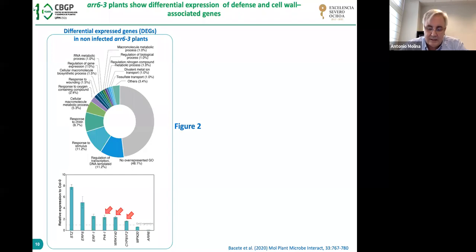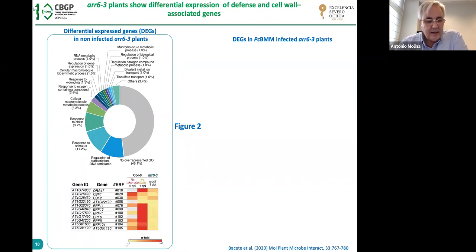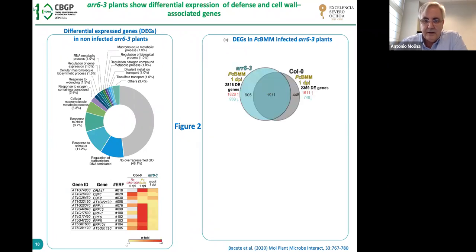And we also checked, actually this is figure number 2 in the paper, the response of the mutant after infection with Plectosphaerella cucumerina, 1 day post-inoculation, and compared this with the response in non-infected plants. What we found there is that there is a significant change in the expression of genes in the mutant compared to the wild type plant. Interestingly, there is a very high overlap of the defensive response after infection with this pathogen. But as you can see here in this Venn diagram, there is also a specific defensive response in the mutant compared to the wild type plant.